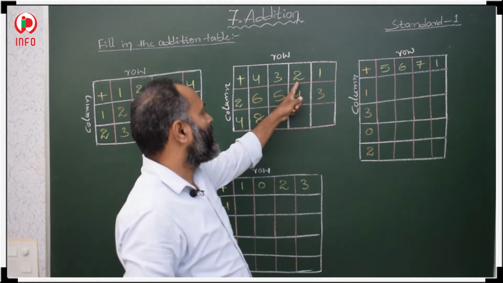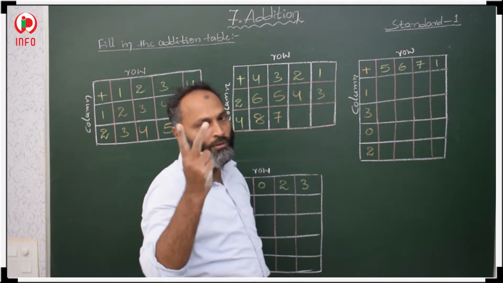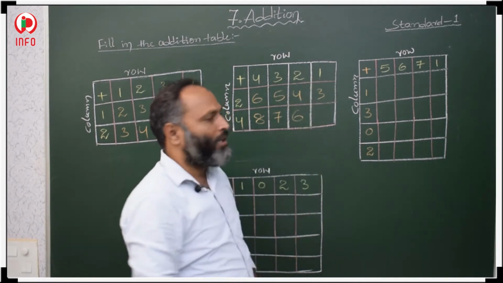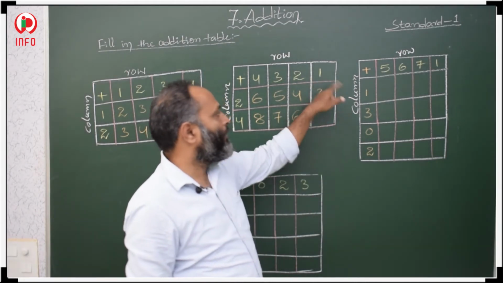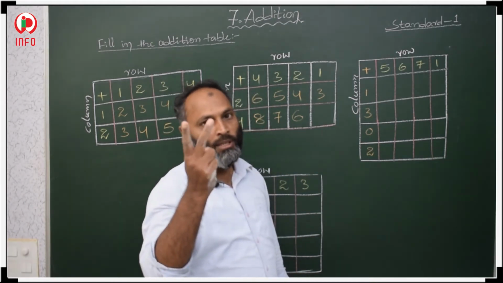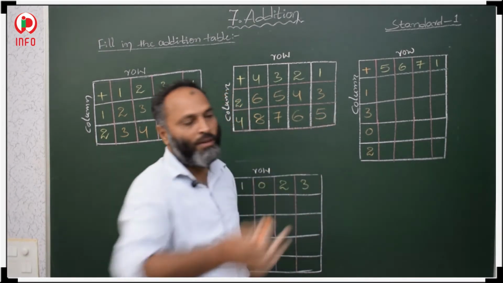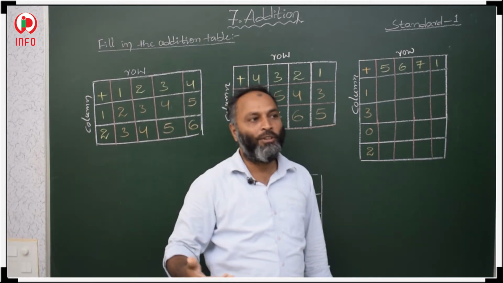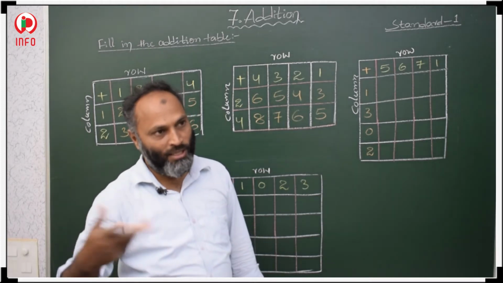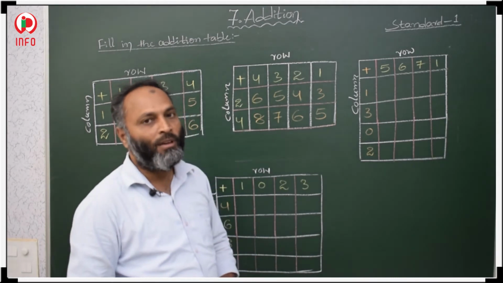Then 2. 2 after 4: 3, 4, 5, 6. Then 1. So again we have to count 4 numbers after this one: 1, 2, 3, 4, 5. 5 will come. Plus 4 means we have to count 4 numbers. If plus 3 is there, we have to count 3 more numbers after that number. So in that way we have to count.